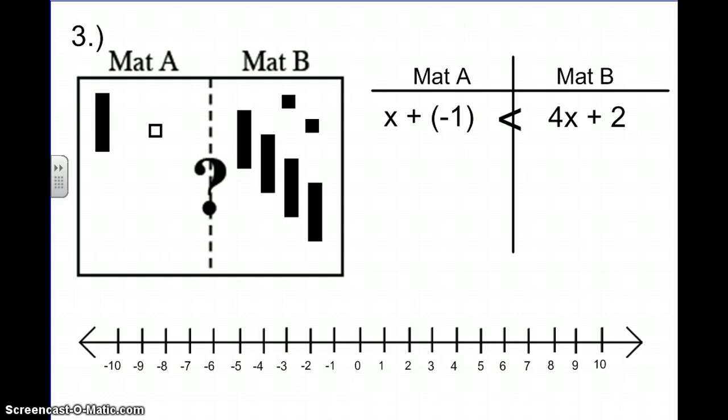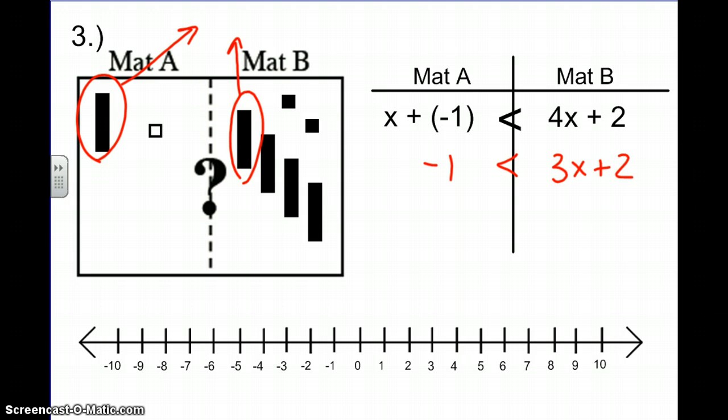Problem number 3, we have x plus negative 1 on mat A. That's going to be less than 4x plus 2 on mat B. Legal moves. We have one legal move. We have a matching set on both sides, an x on each side. So that leaves us with negative 1 is less than 3x plus 2.